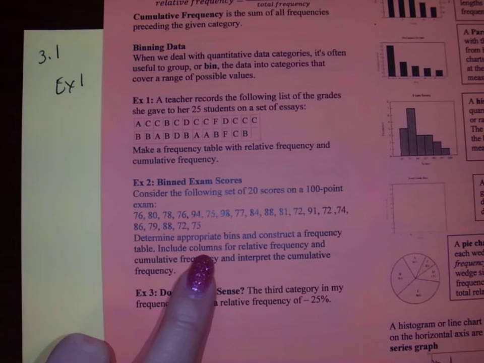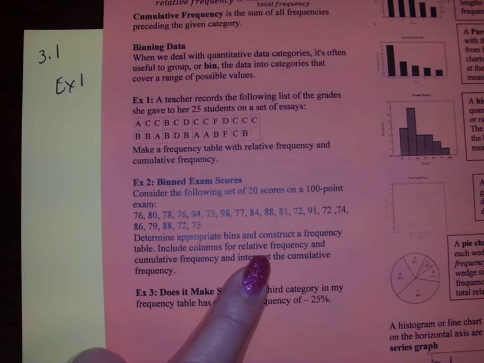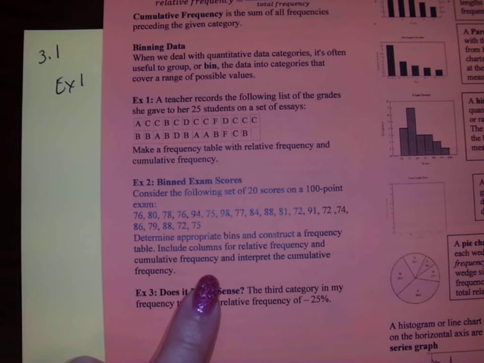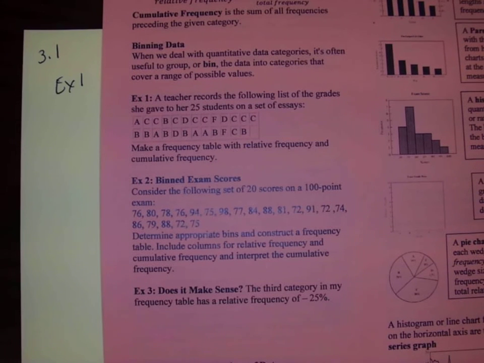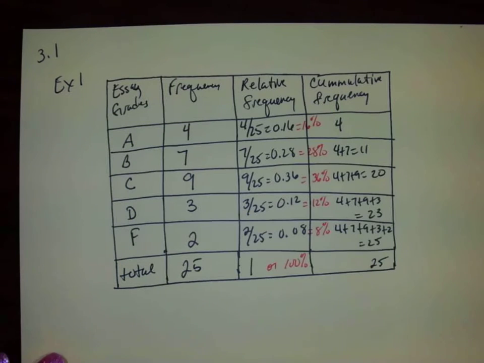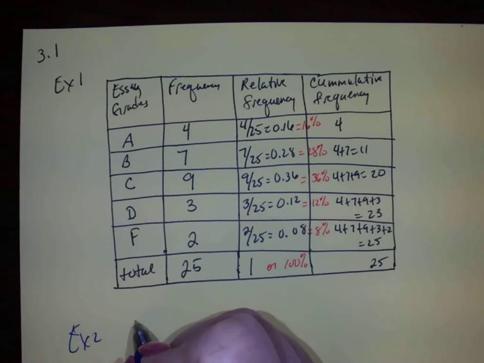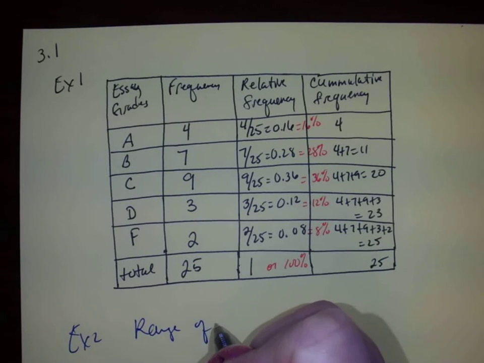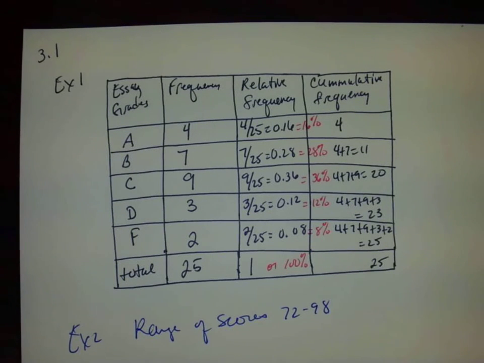We want to determine appropriate bins and construct a frequency table. Include columns for relative frequency and cumulative frequency and interpret the cumulative frequency. All right, so we've got scores that range from 72 to 98. Let's write down what we're talking about so we can look at it. So the range of scores are 72 to 98. So we're going to group them in 5.